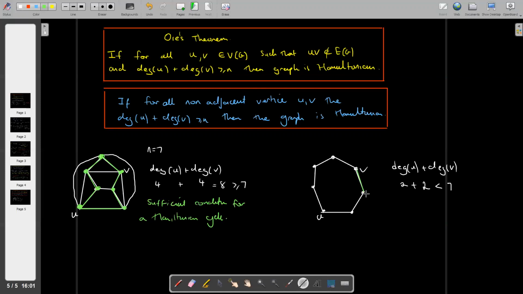Okay, you can see it's just obvious. You go around the outside. If you go around the outside, you visit all the vertices once only, so it's Hamiltonian. Start and finish at the same place, and every edge is visited once, so it's a cycle. So despite the fact that this condition does not hold, the degree of U plus the degree of V is definitely not greater than or equal to n, it still has the Hamiltonian cycle. So it's sufficient, but it's not necessary.